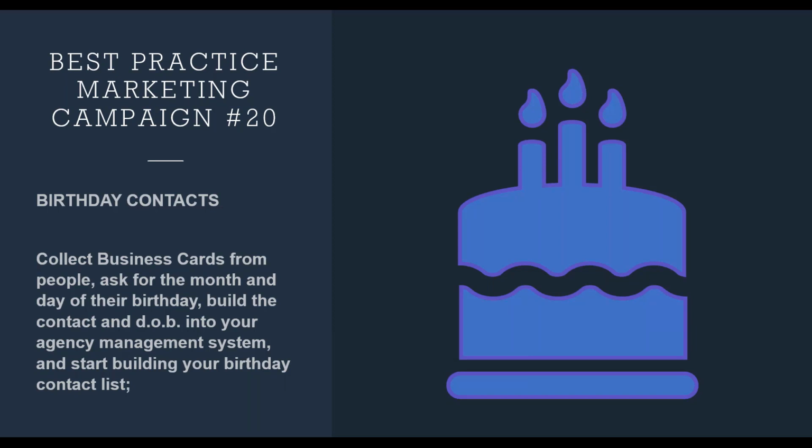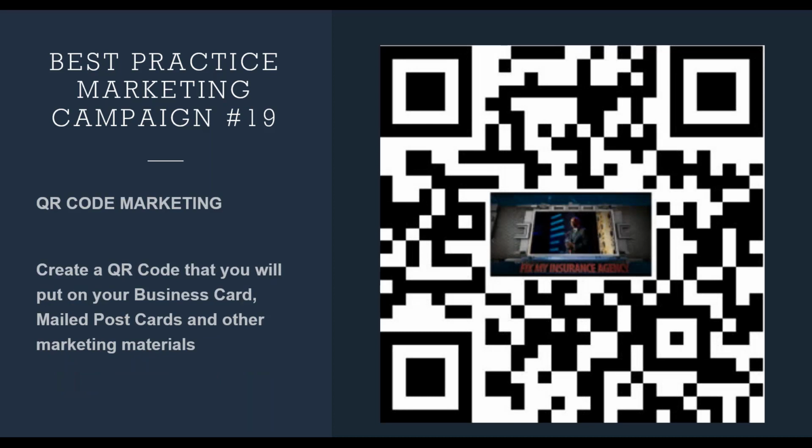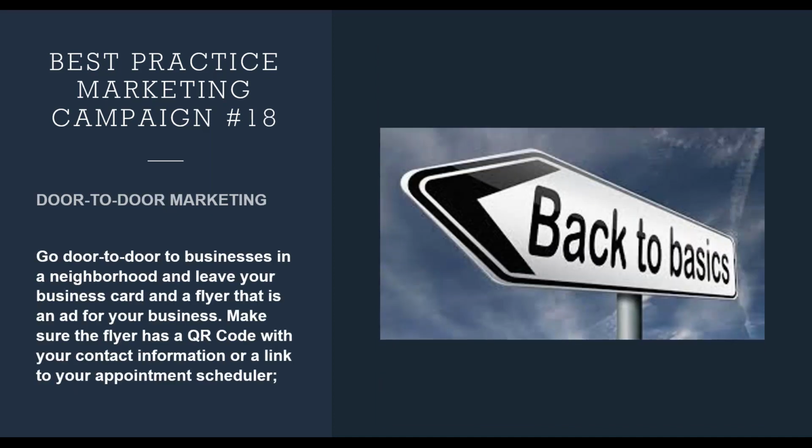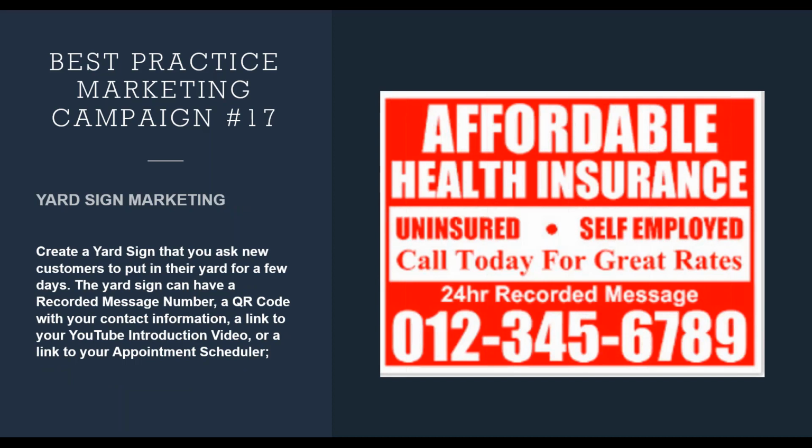Number 20, birthday contacts. Collect business cards from people, ask for the month and day of their birthday, build the contact and date of birth into your agency management system, and start building your contact list. Number 19, QR code marketing. Create a QR code that you'll put in your business card, mail postcards, and other marketing materials. Number 18, door-to-door marketing. Not just a neighborhood, but business-to-business door as well.